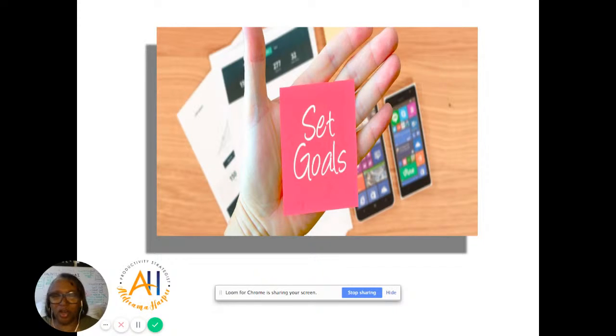So that's what I'm going to be talking about today: your goal setting process, and what are some creative tools in terms of your approach to the goal setting process. So let's go ahead and get started, shall we?